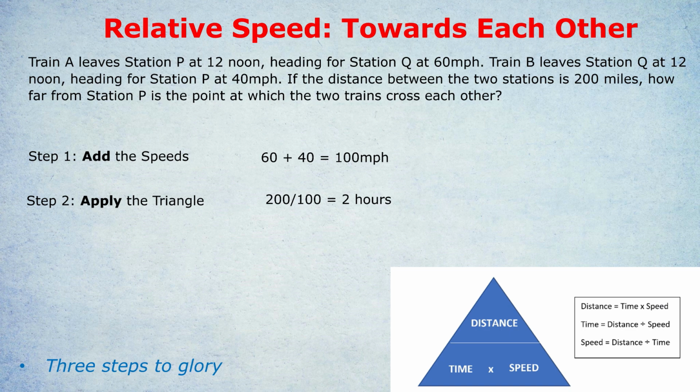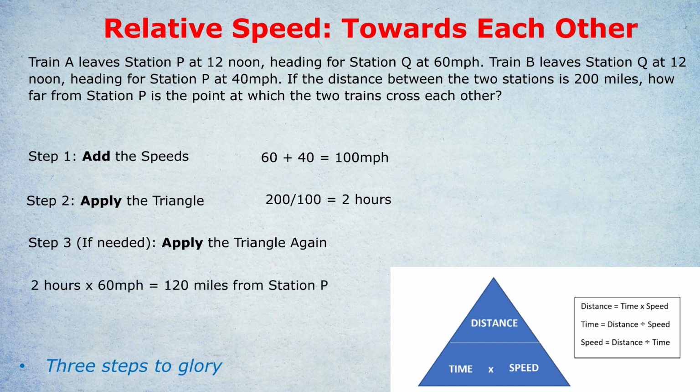But that wasn't the question. The question wasn't how long will it take for them to cross each other. The question was how far from station P is the point at which the two trains cross each other. Well, we know it takes them 2 hours to cross over. So all we have to do is pick one of the trains, say let's do the easier one, train A, and the train is going at 60 miles an hour. 60 miles an hour for 2 hours will be 120 miles. So that's why I've said step 3, if needed, it's not always needed, step 3 is applying the triangle again.